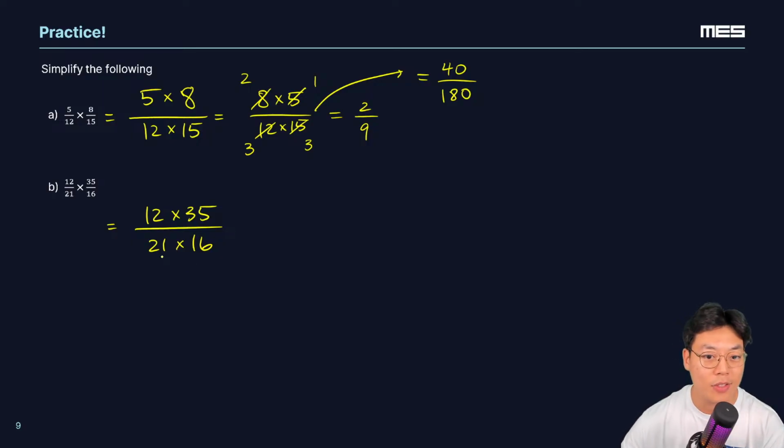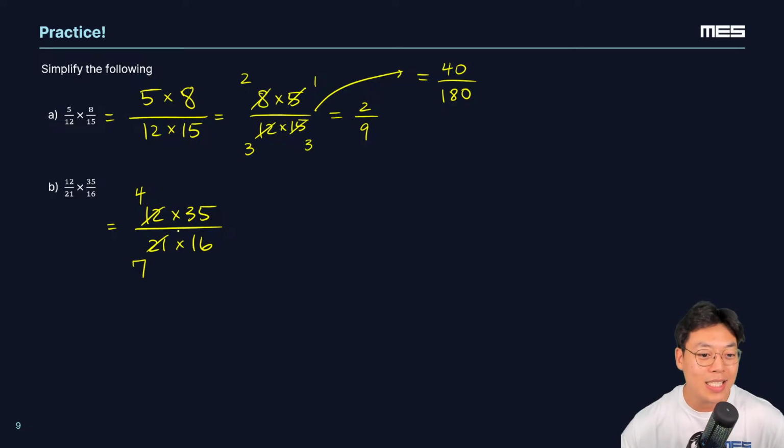What's a common factor between 12 and 21? In the chat, 12 and 21. What number can we use that goes into both 12 and 21? Great, Chloe, Sean, awesome. 3. 12 divided by 3 is 4, and 21 divided by 3 is 7. Now, 4 and 7 are prime. They no longer have any common factors.